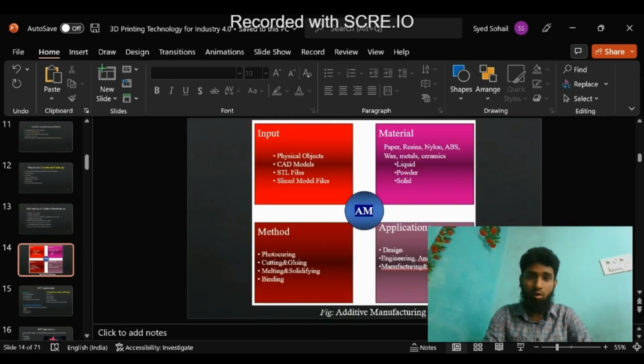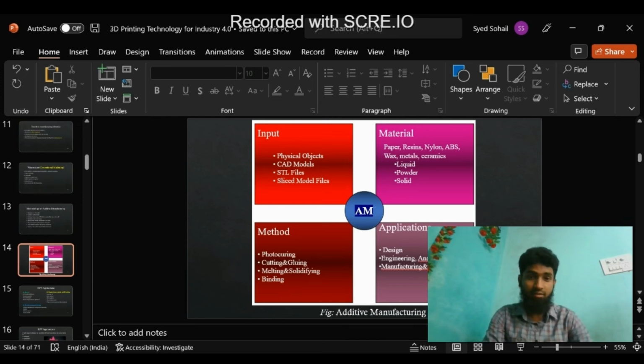Input: if you want to 3D scan, then you have physical objects as the input, and a scanner is required. CAD models, STL files, and sliced model files are also inputs. Material: in terms of liquid, powder, or solid, that's a general classification. Paper, resins, nylon, ABS, wax, metals, ceramics, almost all kinds of materials that we have are possible to 3D print. Methods include photo curing, cutting and gluing, melting and solidifying, binding, etc.